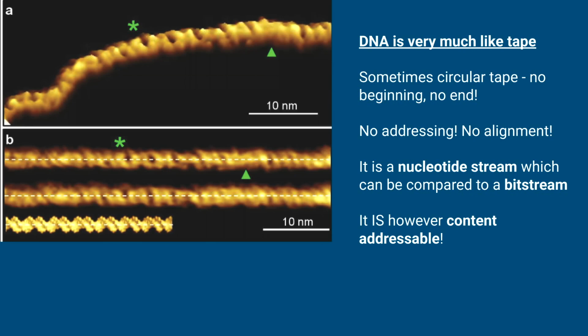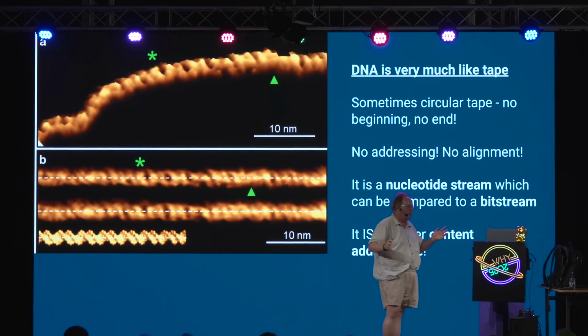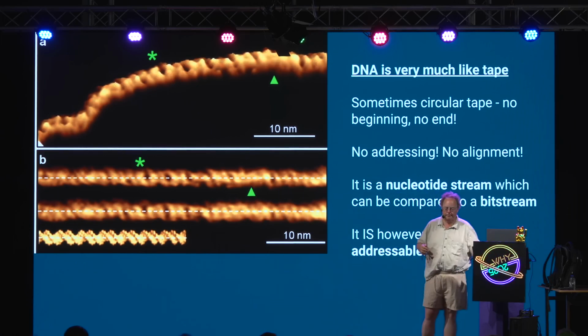But it is not addressable storage. We cannot ask what is on DNA position 5023, because there are no numbers on there. So it's like a piece of tape with data, but no sectors, no markers, so you never know where you are in DNA. But they've learned to live with that.